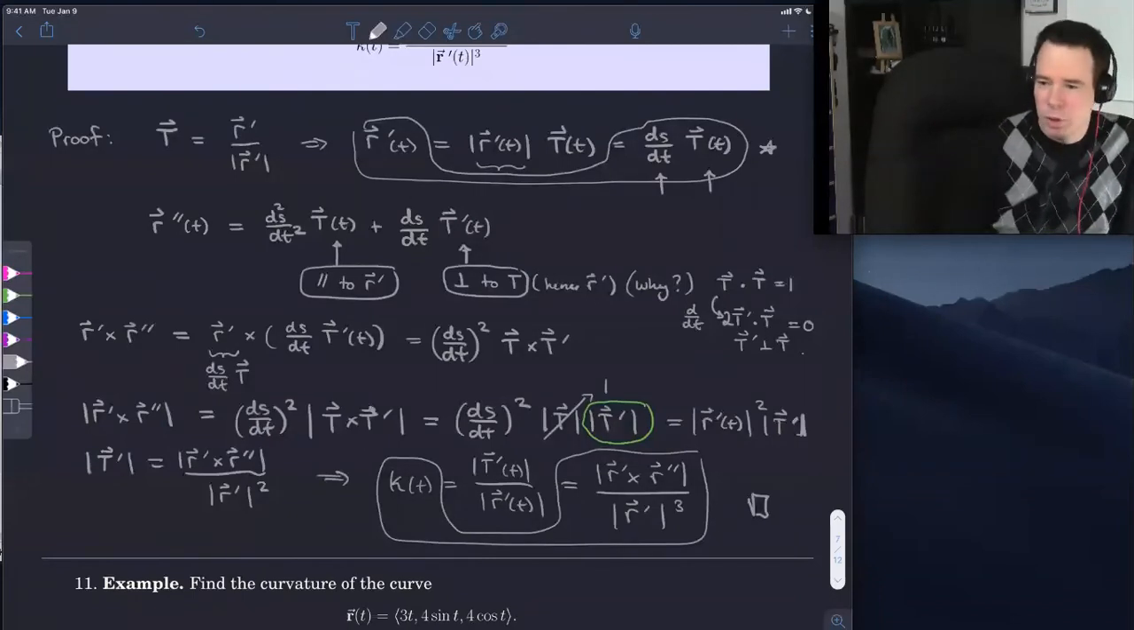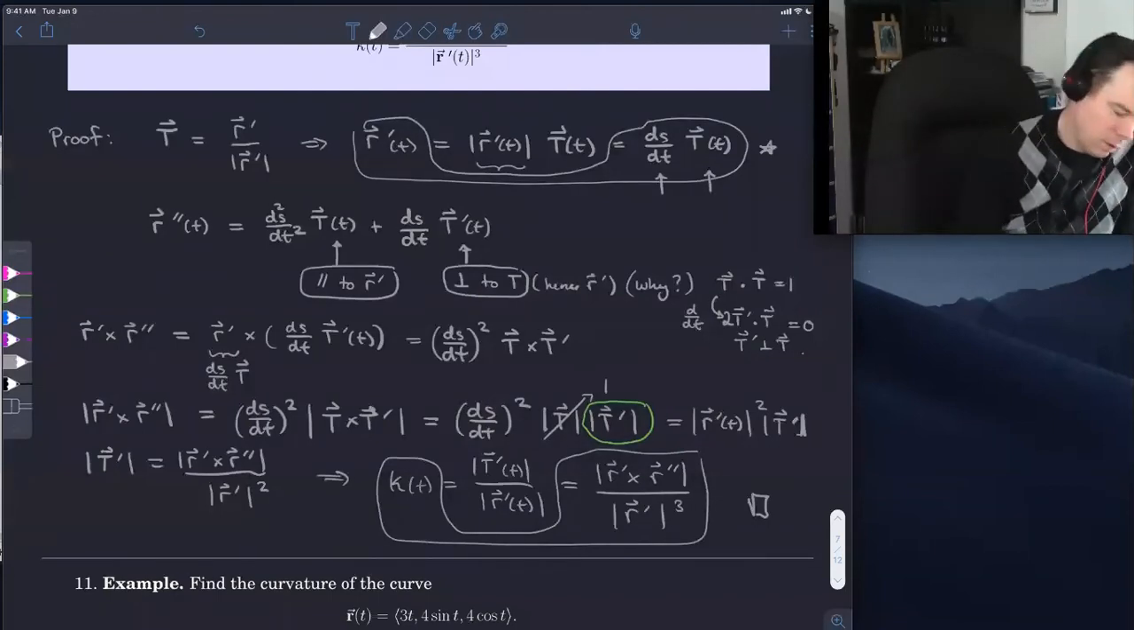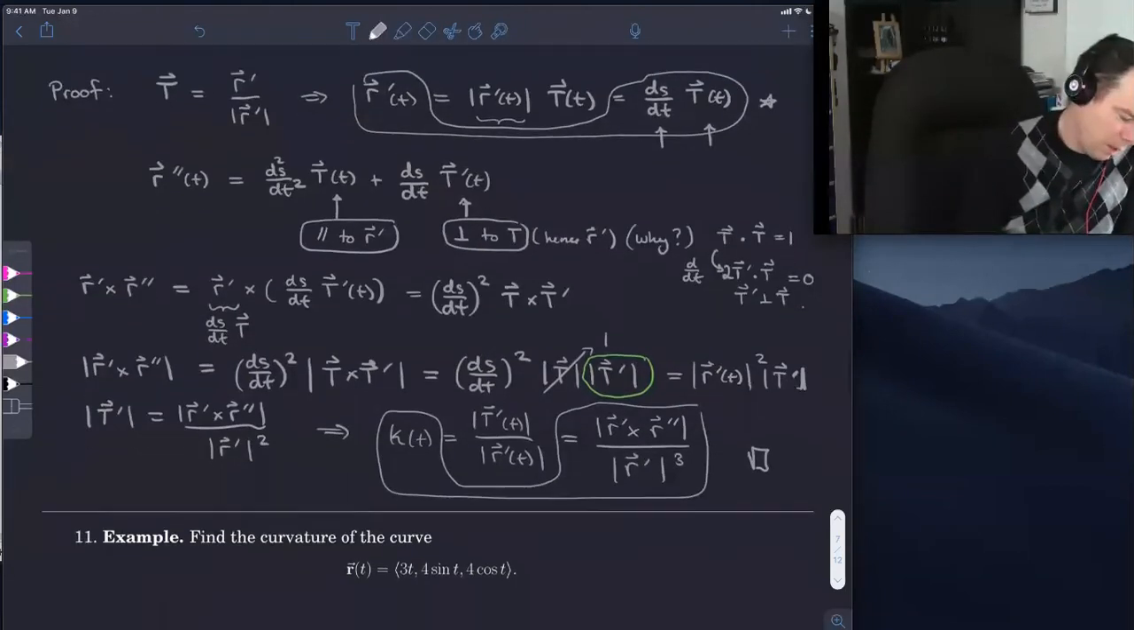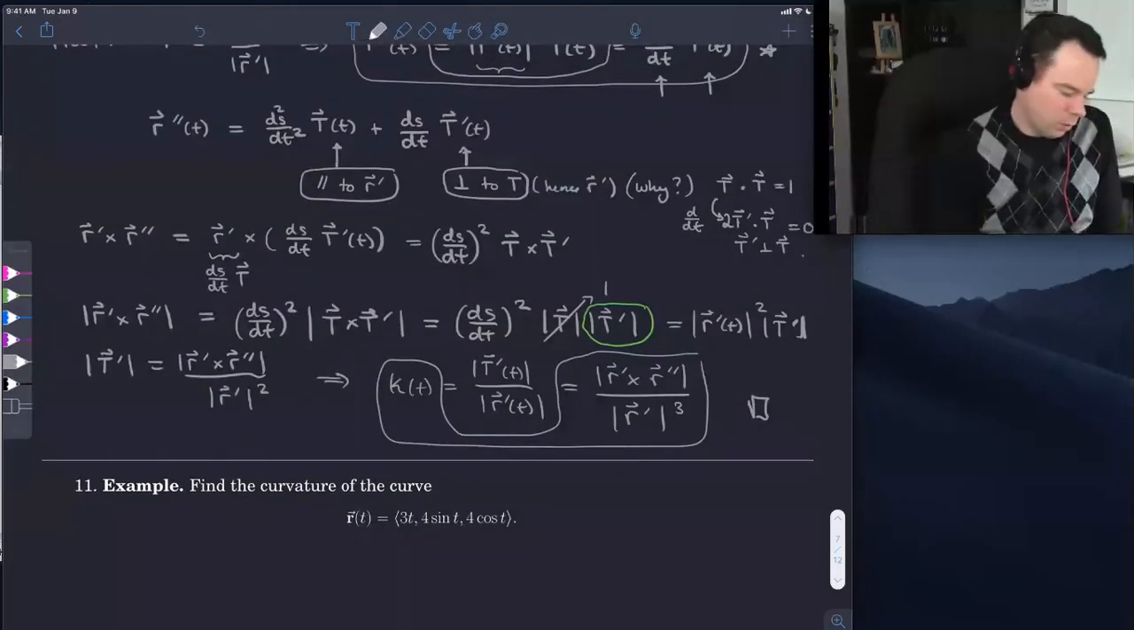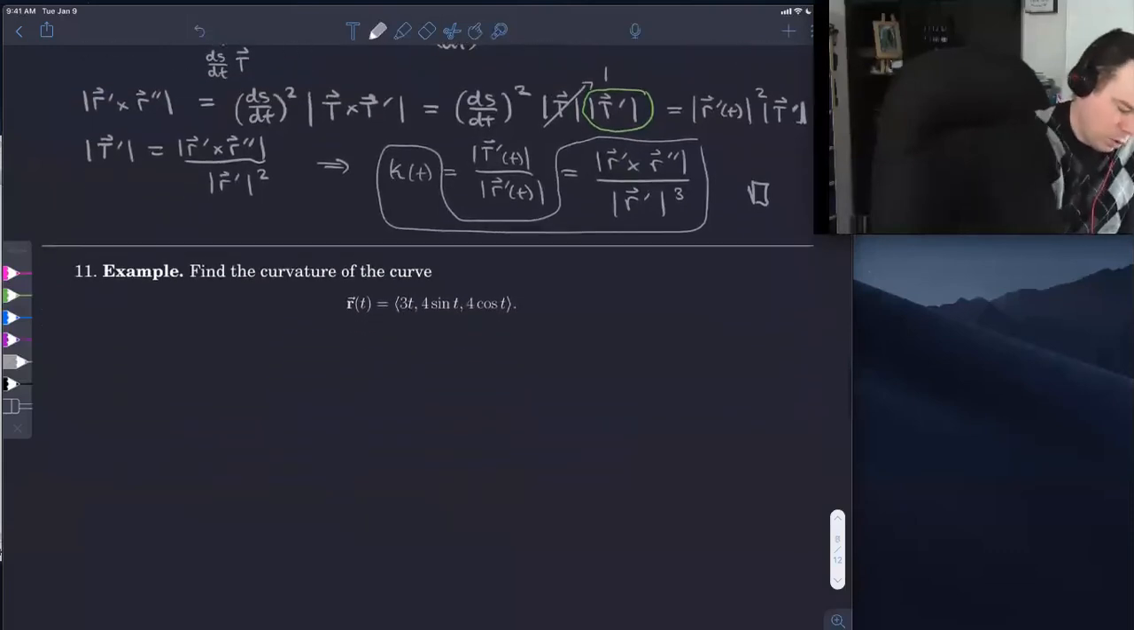Okay, so we've got an expression for curvature that just depends on r and its two derivatives. No having to rescale anything or reparameterize in terms of arc length. This is a nice formula that allows us to work out curvature. So let's look at an example.